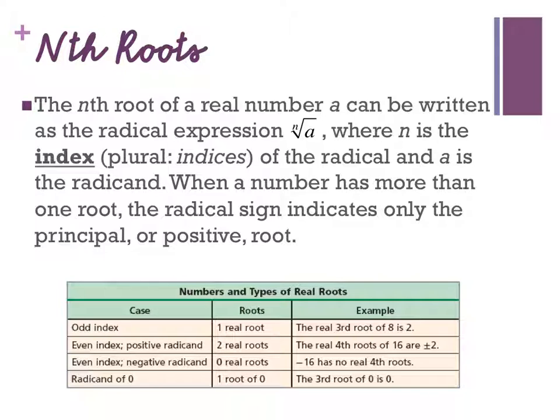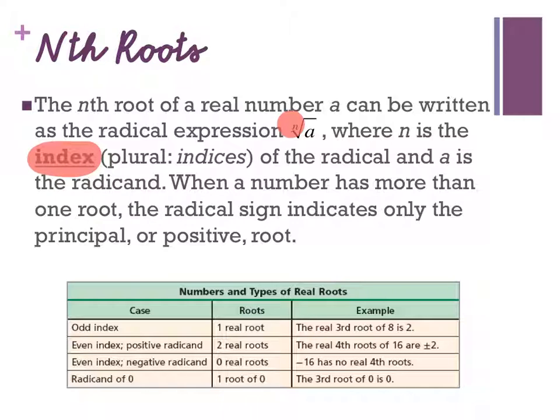So these radicals have parts to them, okay? The nth root of a real number a can be written as the radical expression, the nth root of a, where n is called the index. So what I want you to know from here is obviously a little bit of vocab. This index is the number that's on the outside. What's underneath is called the radicand, which you might see again, but you won't see it as often as the word index. So it's important to know that the index is the one on the outside.